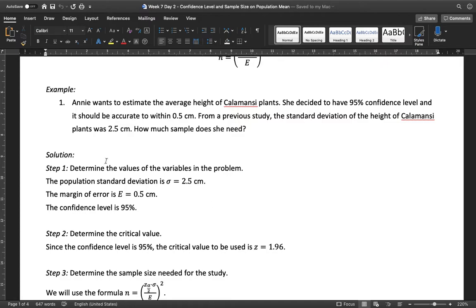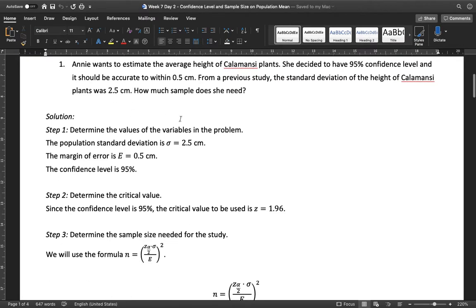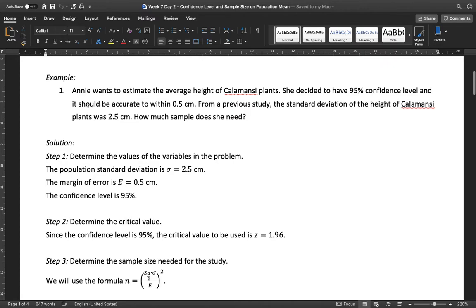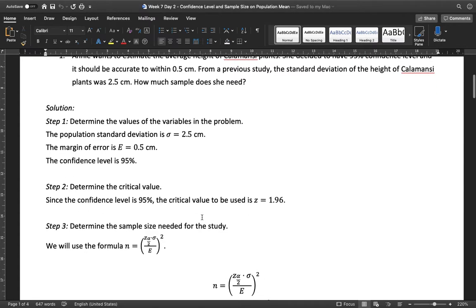So, ang first step natin is we're going to determine the values of the variables in the problem. So, the population standard deviation, that's 2.5 centimeters. The margin of error, sabi kasi dito, it should be accurate to within 0.5 centimeters right here. So, E, the margin of error, is equal to 0.5 centimeters. And the confidence level is 95%. Since we have the confidence level of 95%, we can get the critical value. Since the confidence level is 95%, the critical value that we'll be using is z equals 1.96.